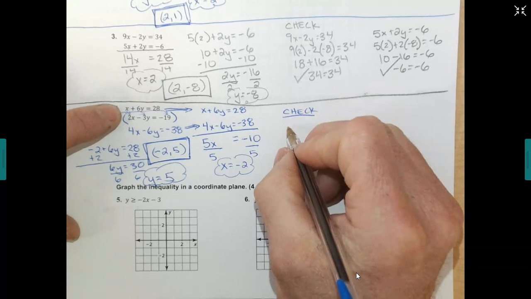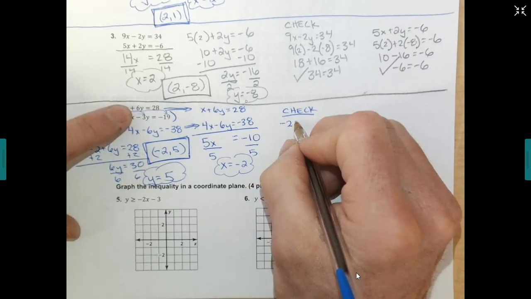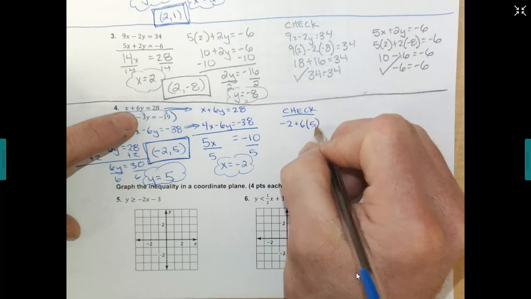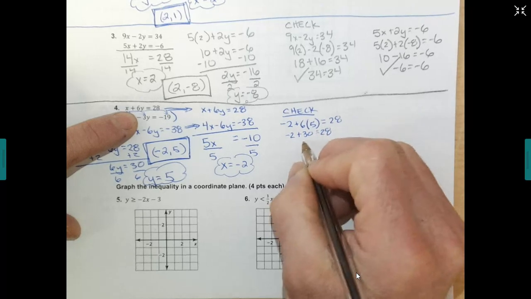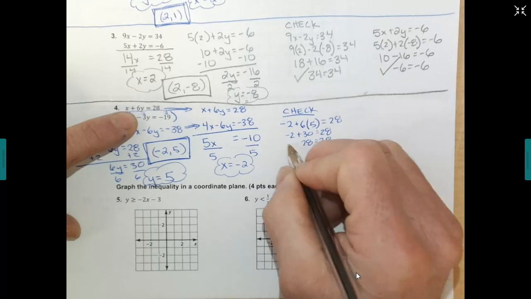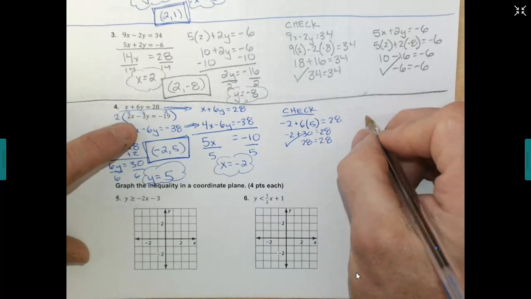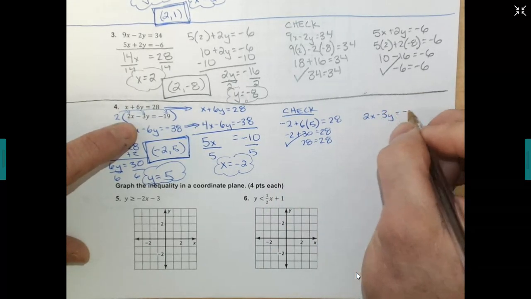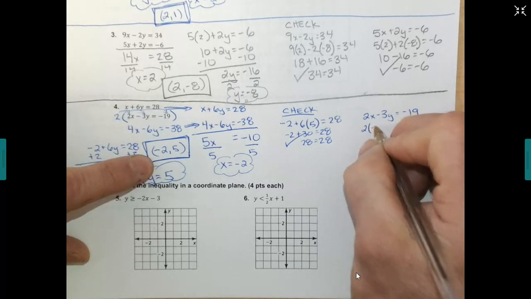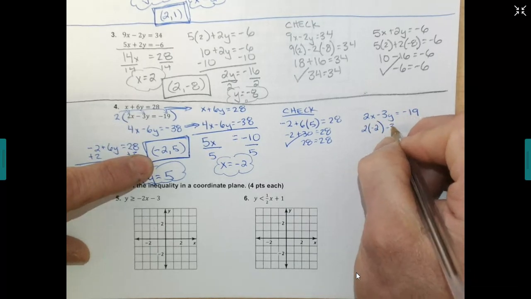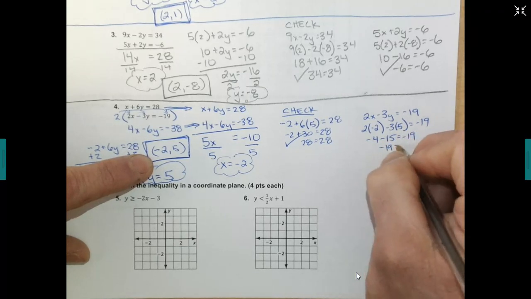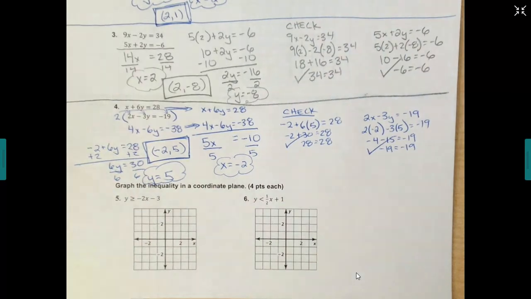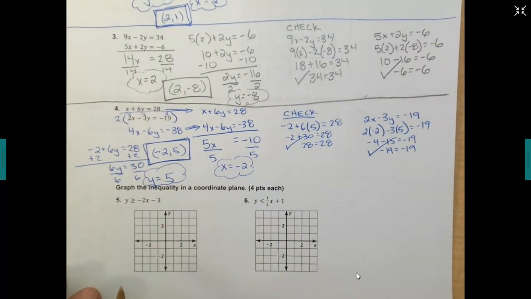So I have negative 2 plus 6 times 5 equals 28. Negative 2 plus 30 equals 28. 28 equals 28. Now I have 2x minus 3y equals negative 19. 2 times negative 2 minus 3 times 5 was negative 19. Negative 4 minus 15 was negative 19. Negative 19 equals negative 19. Check. Alright, that answer is correct.